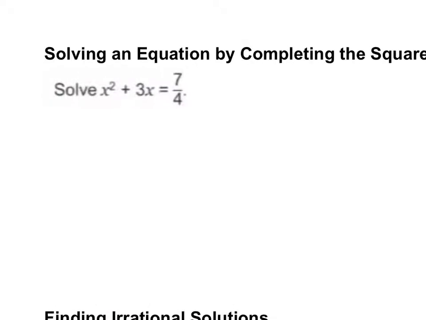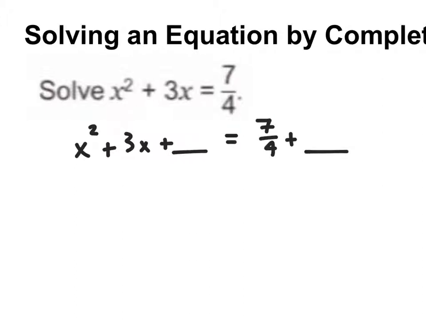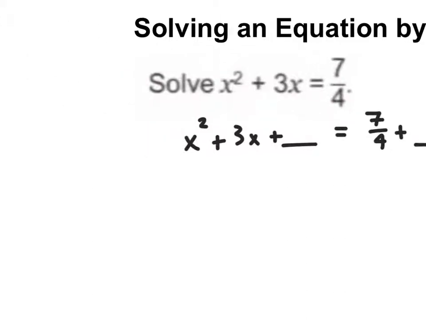The cool thing is on this part, I've already isolated my 7/4. Okay, that's kind of nice. So let me write this. Let me zoom in and write this as x squared plus 3x plus blank is equal to 7/4 plus blank. That's my first step. Second step, okay, let's turn this into a perfect square trinomial.